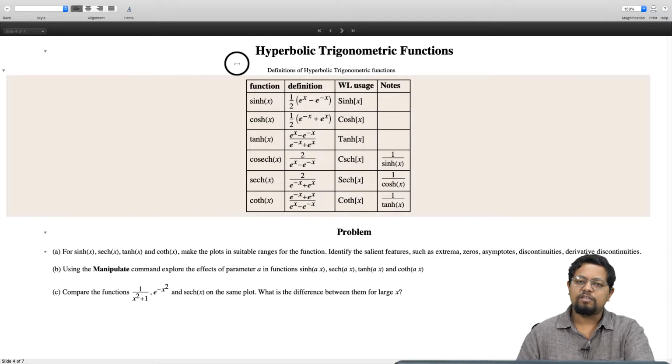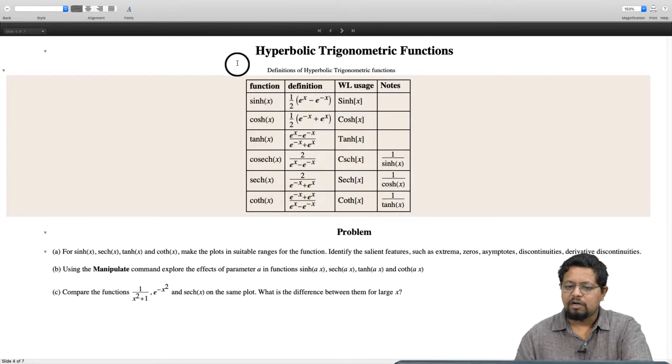Let's look at another class of functions called hyperbolic trigonometric functions. Hyperbolic trigonometric functions are defined as the variants of trigonometric functions: sine, cosine, tan, cosecant, secant, cotangent, etc. The sine hyperbolic function is defined as 1 by 2 of e to the power x minus e to the power minus x.